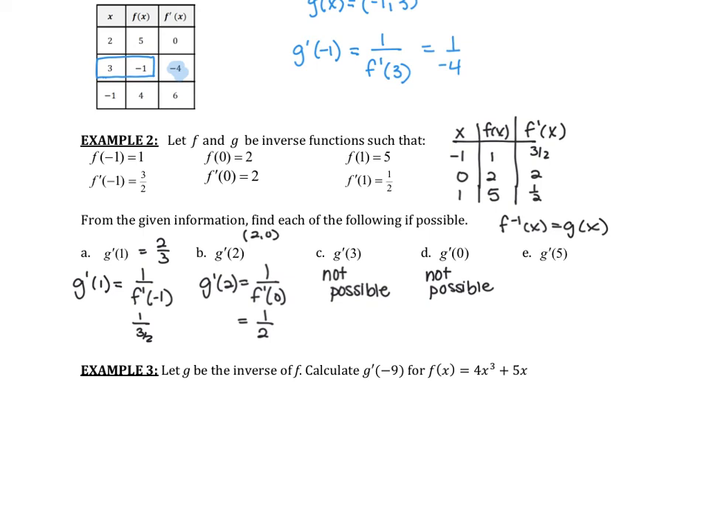Okay, so hit pause, try part E. Looking at part E, we have g prime of 5 equals 1 over f prime of 1. That we have. And f prime of 1 is 1/2, so we get 1 over 1/2, and so this would be 2. So g prime of 5 is 2. Okay, let's look at an example where we are given a function and we are asked to find an inverse.